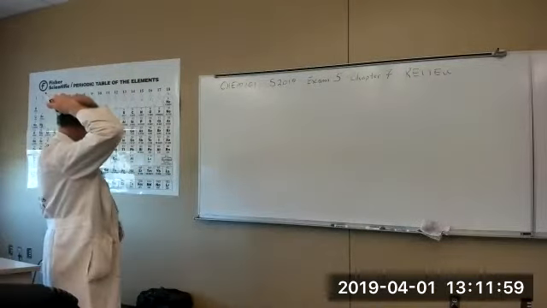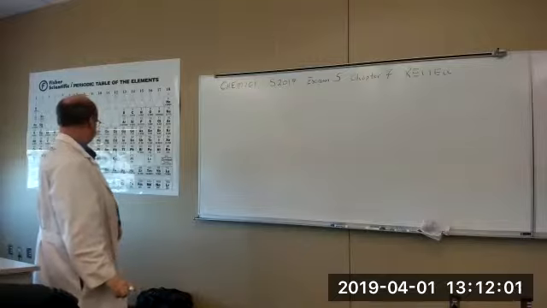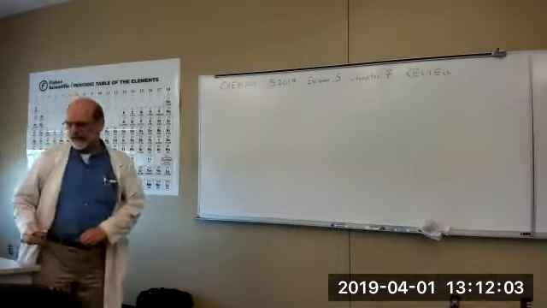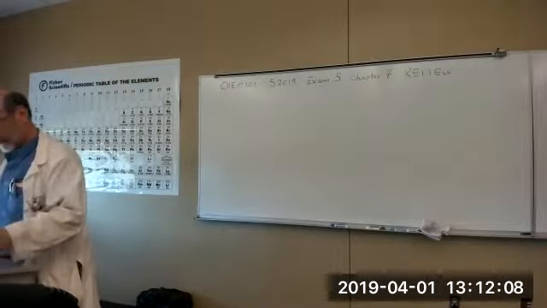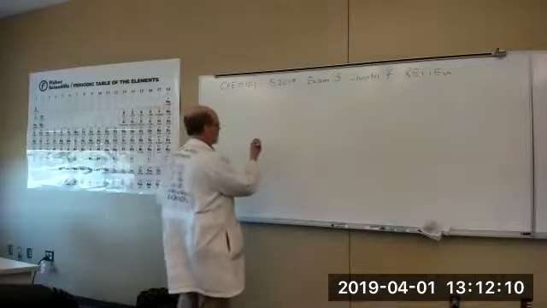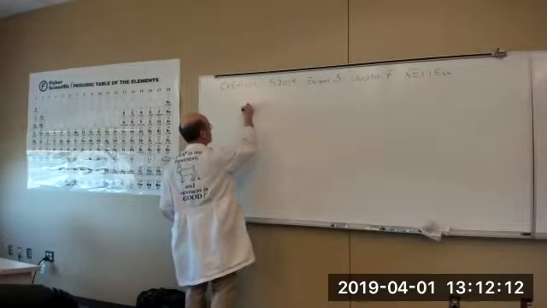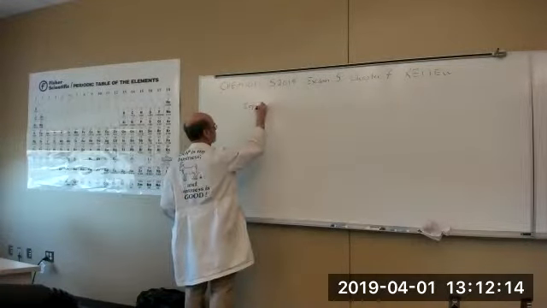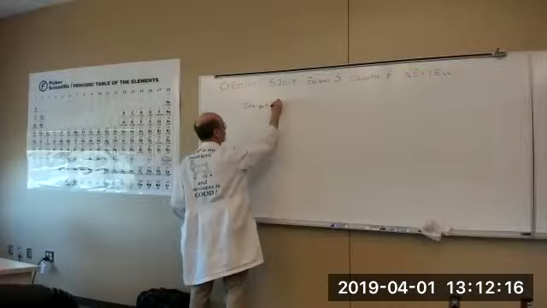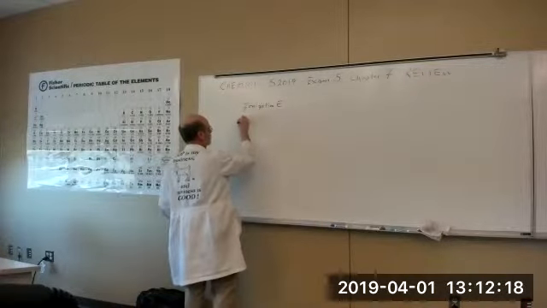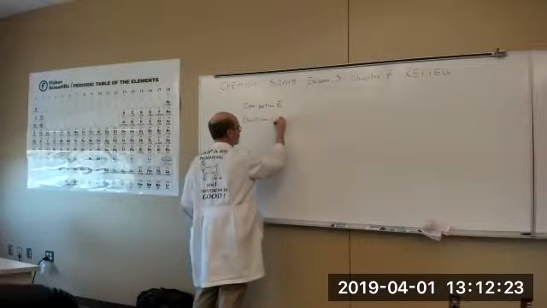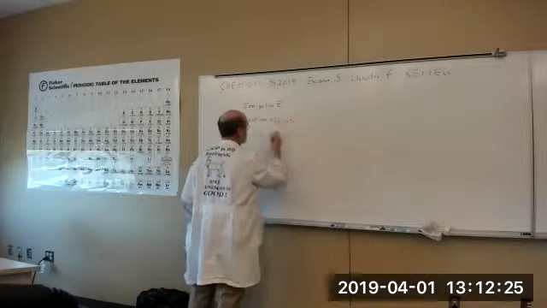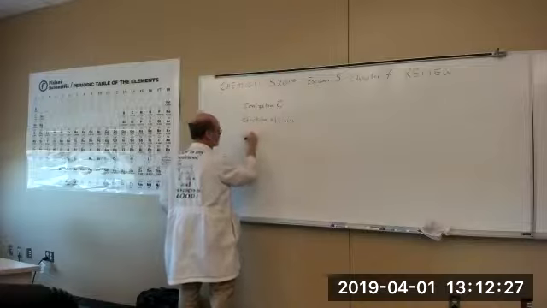Trends. Periodic trends on the table. We talked about 3 trends: ionization energy, electron affinity, and atomic radius.